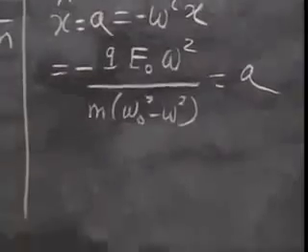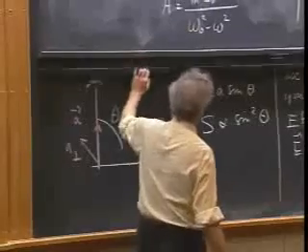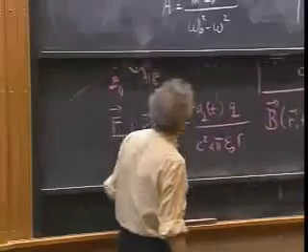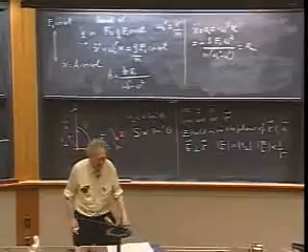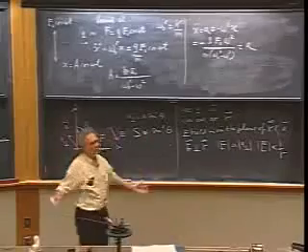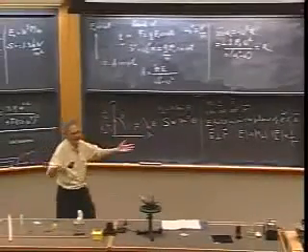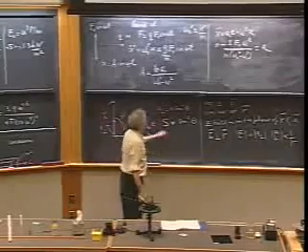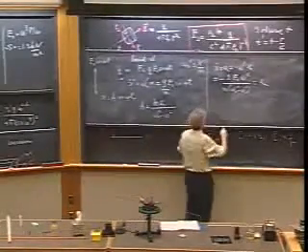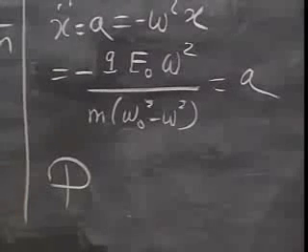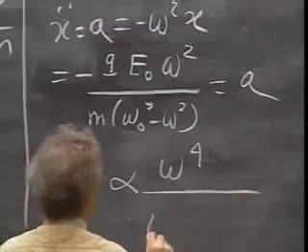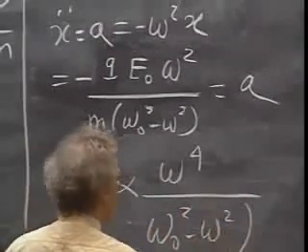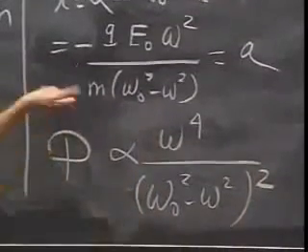But now I know how much power goes into that field. So the total power that is radiated is proportional to a squared. I hope you remember that. I erased the wrong part of the blackboard. And so the a squared is what I really want to know. And so the power that is radiated by that shaking electron is proportional, forgetting all the constants, to omega to the fourth divided by omega 0 squared minus omega squared squared. Forget all the rest, it is constant.